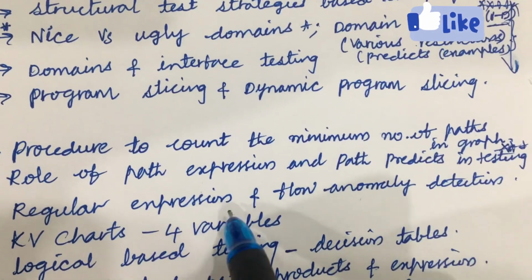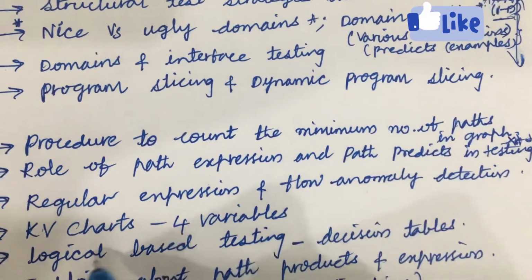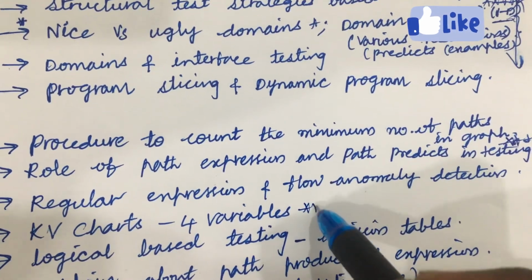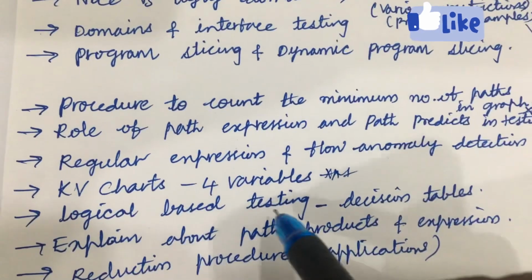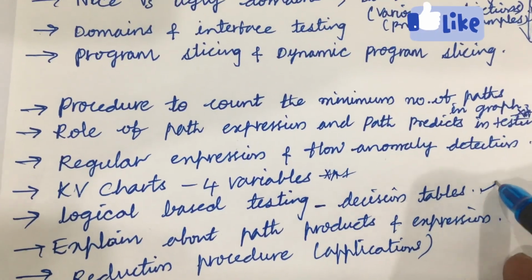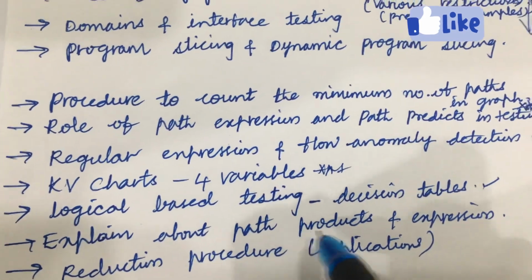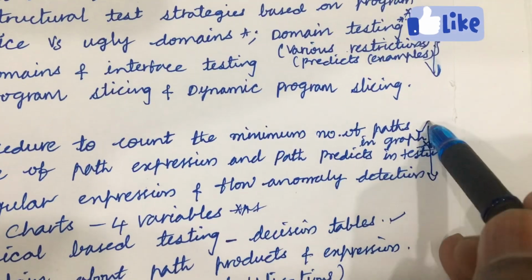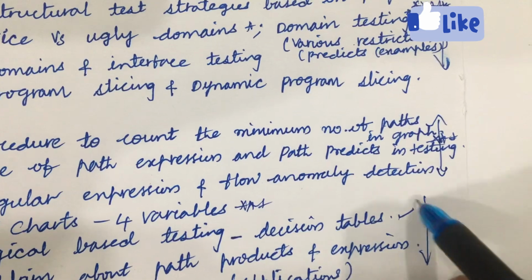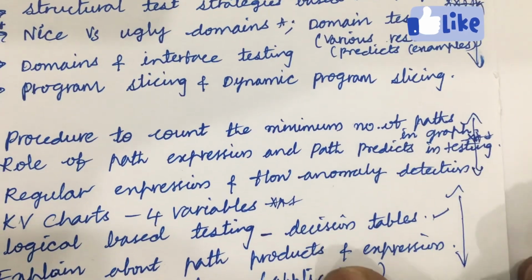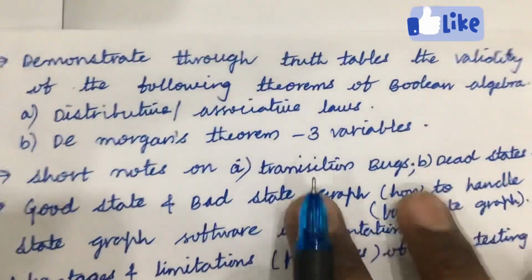Later, regular expression and flow anomaly detection as well as KV charts and the 4 variables is also one of the guaranteed questions. Later, logic based testing and its decision tables, and explain about the path predicates and expressions and reduction procedure and its application. From these 3 concepts we can expect 1 question, and from the remaining concepts you can expect the other question, that is nothing but the 5th and 6th question from unit 3, sorry.